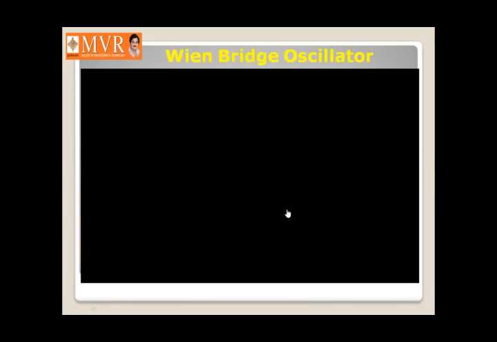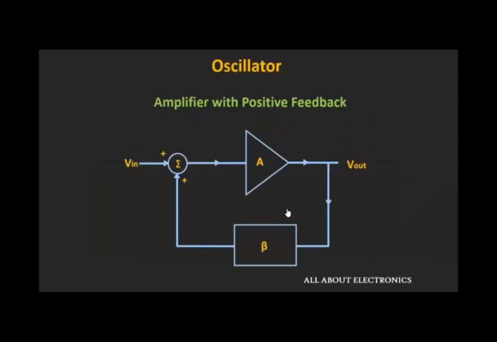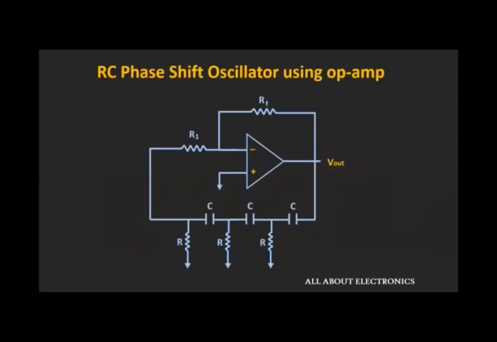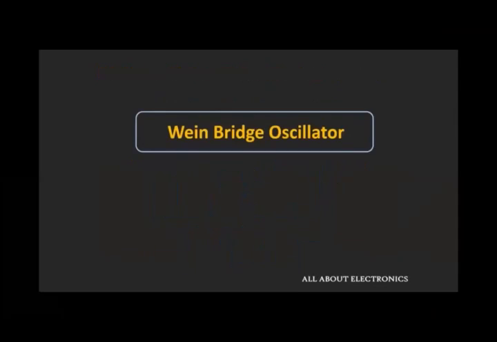Listen. Videos, we understood the basic working principle of the oscillator, and then we have also seen how to design the RC phase shift oscillator. So in this video, we will see one more type of RC oscillator, which is known as the Wien bridge oscillator. So this Wien bridge oscillator is the harmonic oscillator, meaning that the output of the oscillator is the sinusoidal signal, and it is used for the generation of a sine wave, typically in the range of audio frequency.